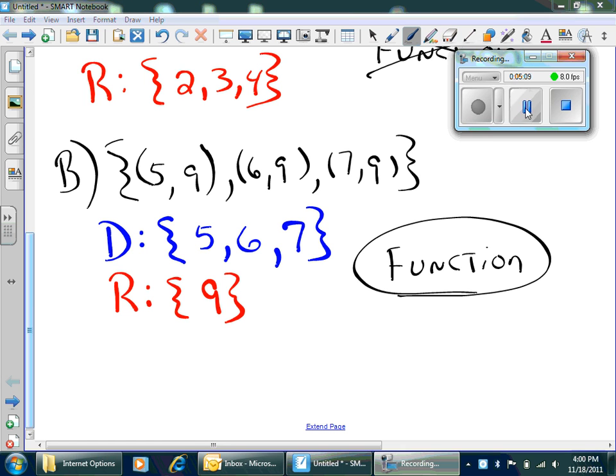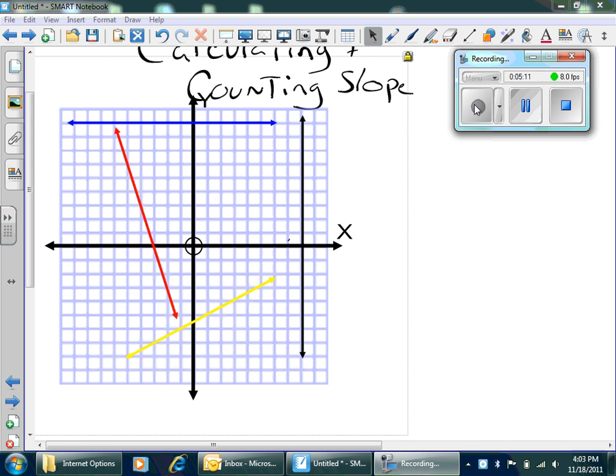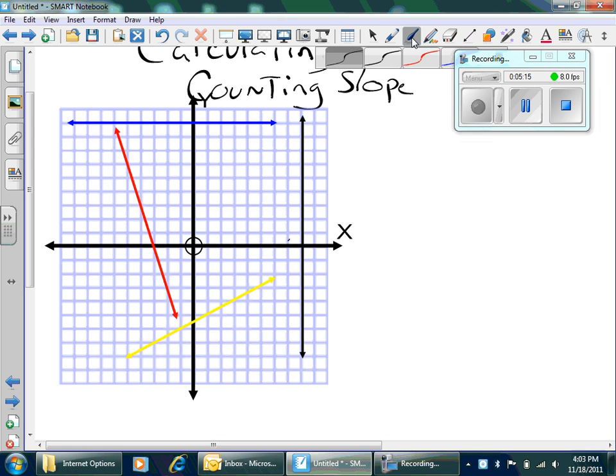Hold on one moment. The first way we learned about counting slope is we learned about the rise and the run. Remember that? Rise over run. Rise refers to the y's, the change in y, and that goes on top of the change in x's.